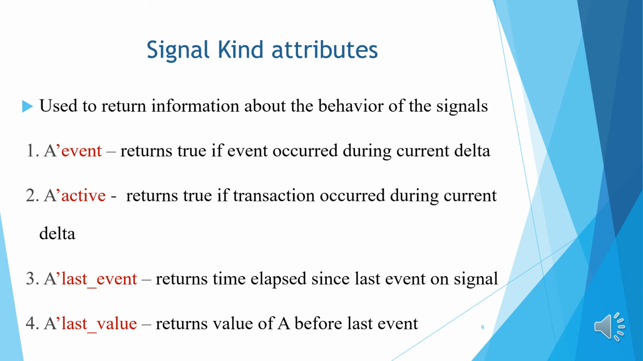Signal kind attributes return information about the behavior of signals. They are further classified into four classes: tick event, tick active, tick last event, tick last value. Tick event returns true if an event occurred during the current delta. Tick active returns true if a transaction occurred during the current delta. Tick last event returns the time elapsed since the last event on a signal. Tick last value returns the value of A before the last event.